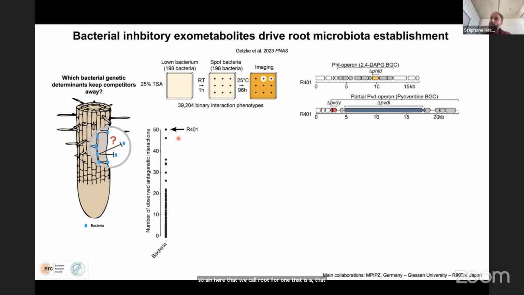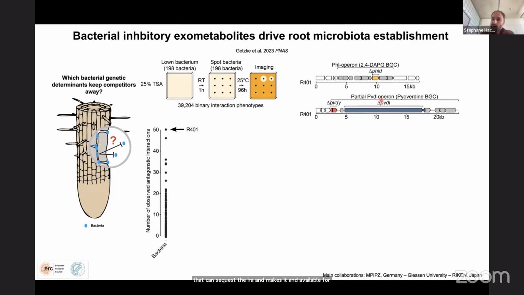And again, to make the long story short, we identified the genetic determinants in root41, in this bacterium, that explain this striking inhibitory activity. So the first genetic determinant is a gene that encodes a classical antimicrobial, that is in a biosynthetic gene cluster predicted to be involved in the production of an antimicrobial called DAPG, diacetylphloroglucinol. And the other one is predicted to be involved in the production of pyoverdin, which is an iron-chelating molecule that can sequester iron and make it unavailable for competitors.